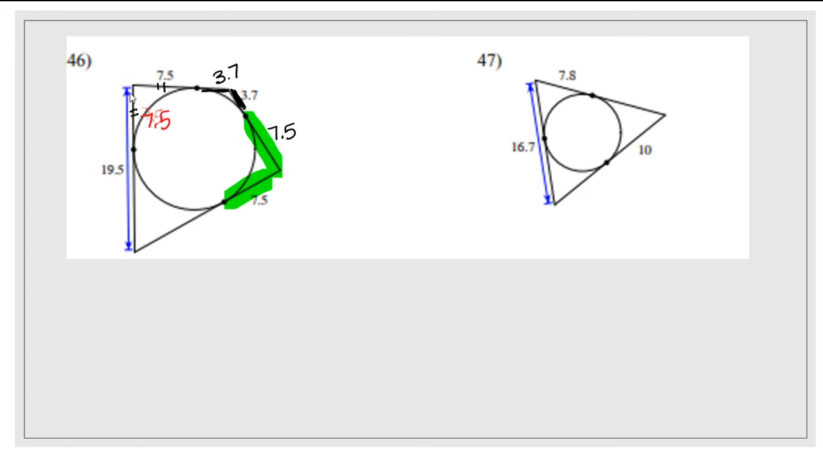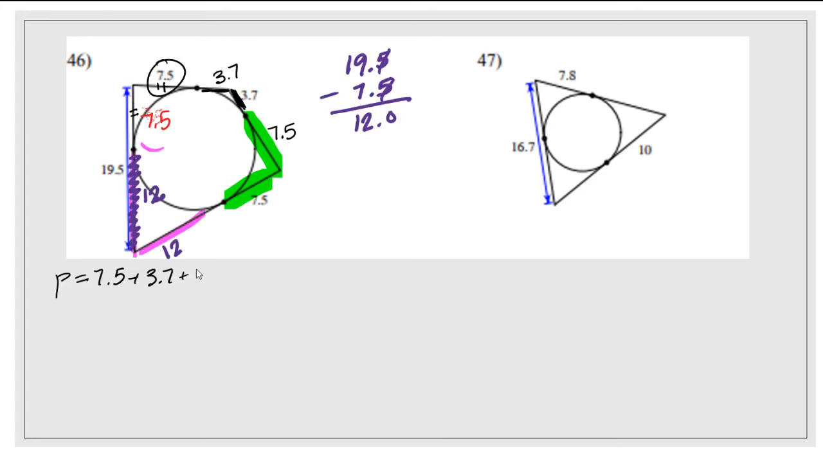So finding the perimeter. 7.5, that's what I'm going to start with. So 7.5 plus 3.7 plus 3.7 again, plus 7.5 plus 7.5, those are the two green sides, plus 12. Okay, now I have to make a decision. I can use 19.5 or I can use 7.5 and 12. So pick what you want to. In this case, I'm going to not use these two at all. I'm just going to use that 19.5.